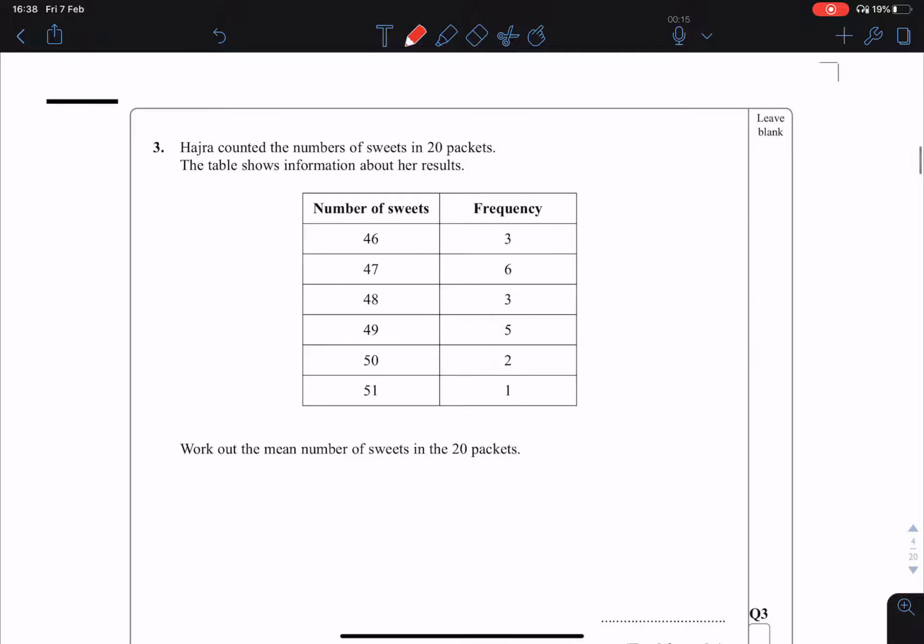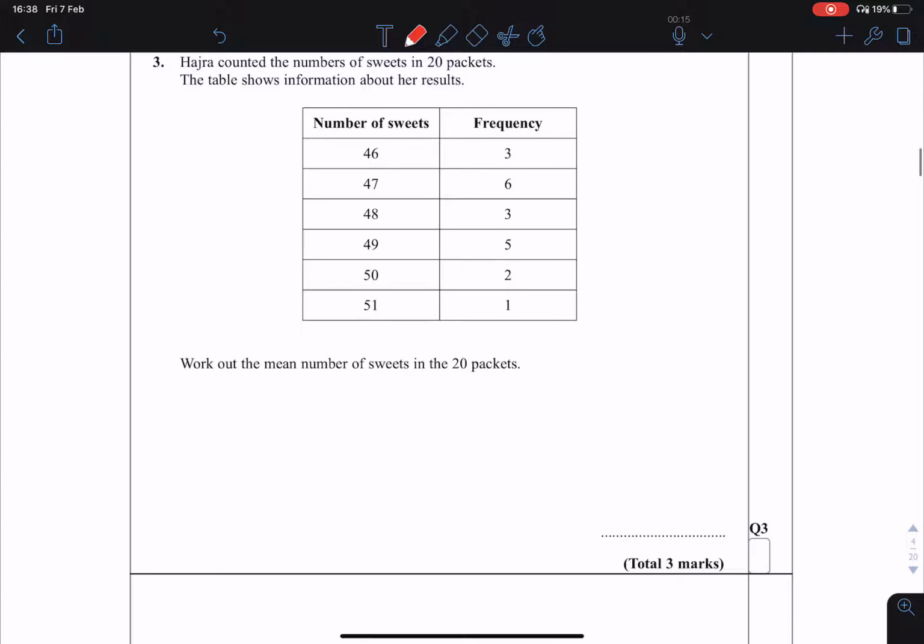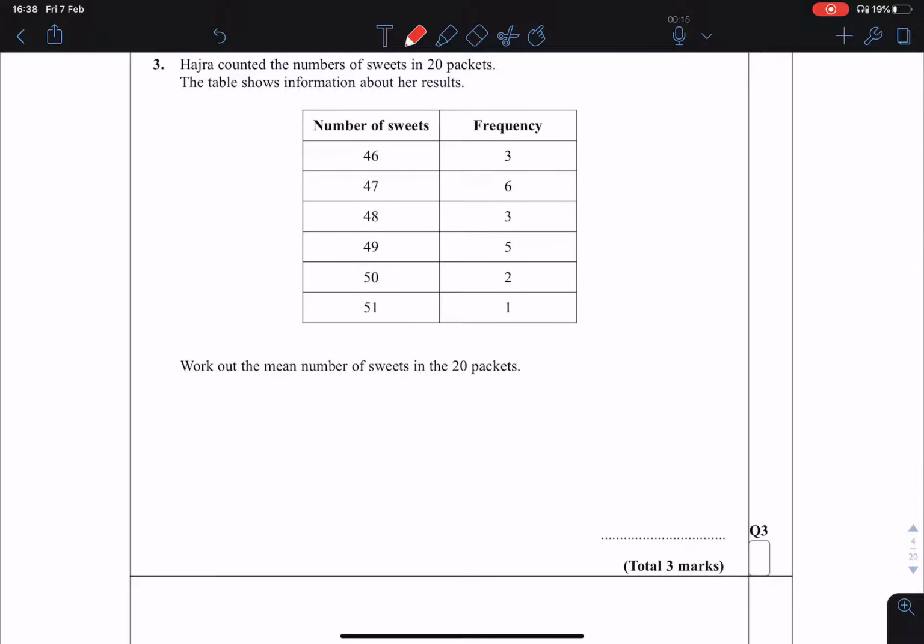Okay. Next question, question number 3. Hadra counted the number of sweets in 20 packets. The table shows information about her results. Okay, so, wow, that's a lot of sweets.